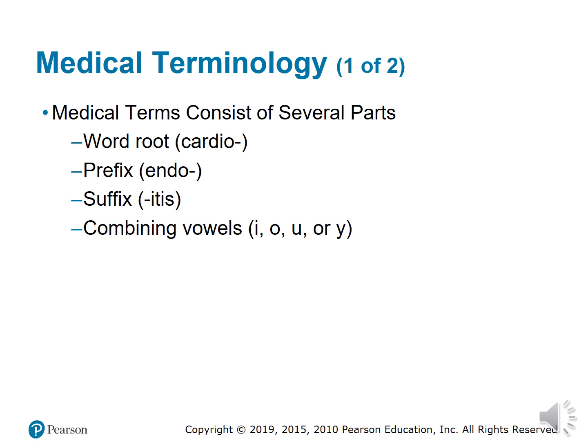Medical terminology. Medical terms consist of several parts. You have your word root, which in this case would be cardio. The prefix would be endo. The suffix would be itis. Combining the vowels I, O, U, and Y, you'll be able to get the medical term.